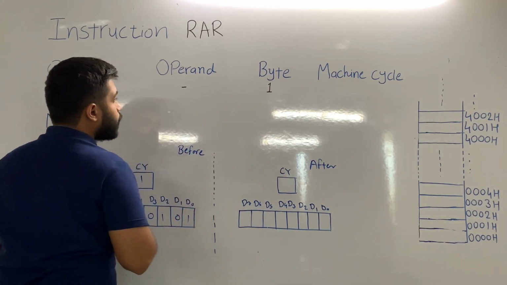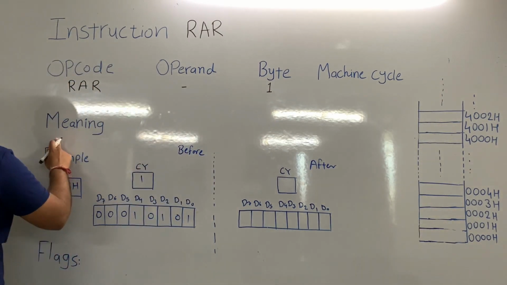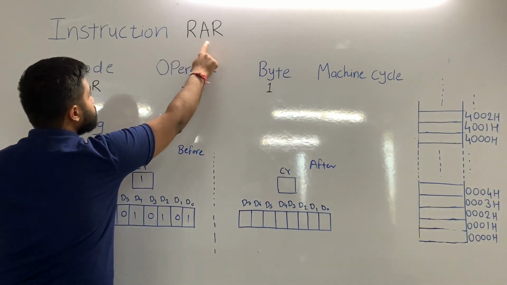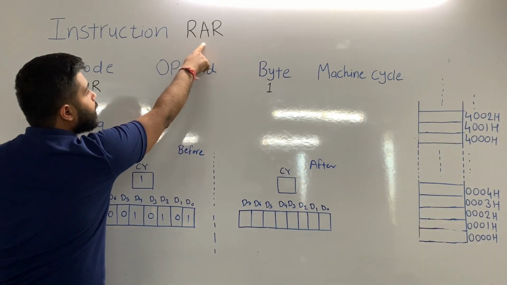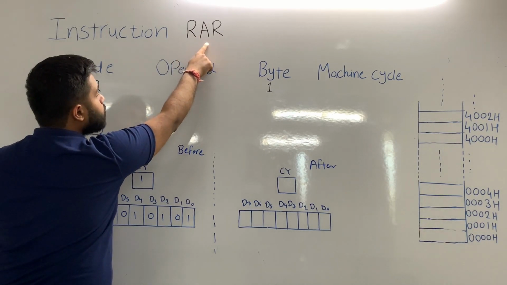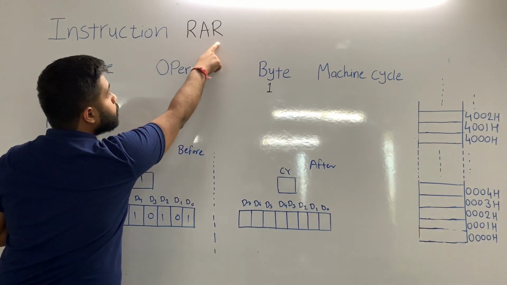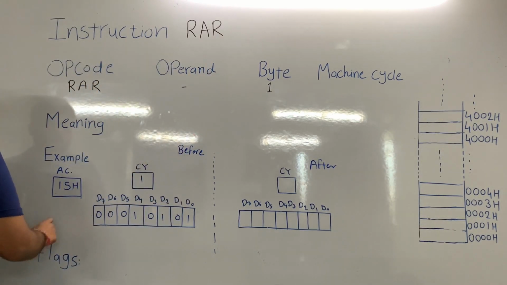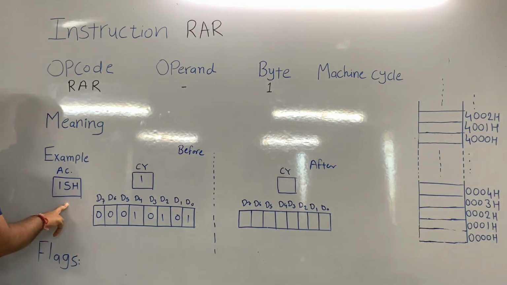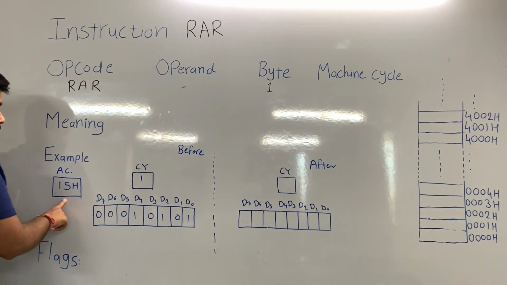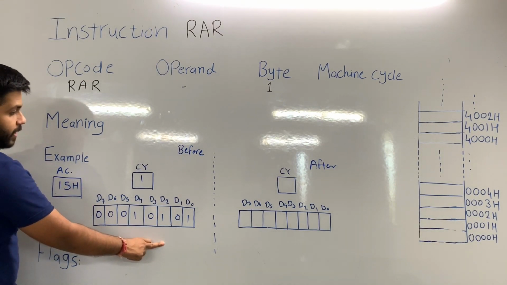Machine cycle, we are going to see that. Before, let's see the meaning. Now RAR. RAR means rotate content of accumulator right. I am repeating, rotate content of accumulator right side with carry. So before the execution, you can see that the content of accumulator is 15H.